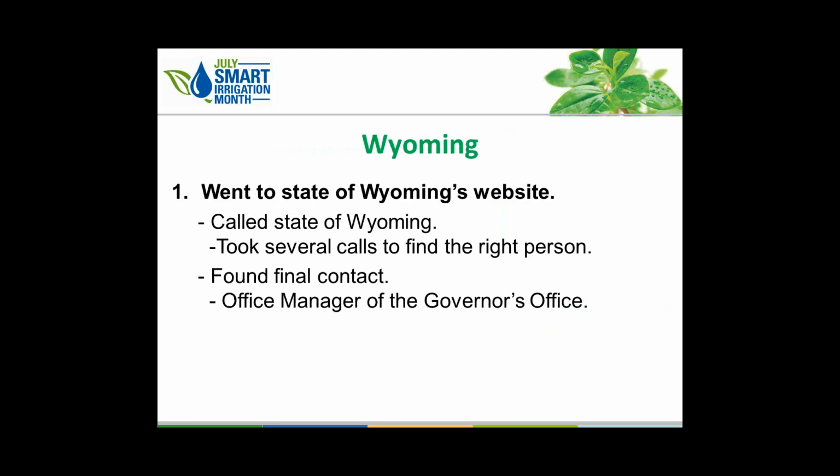When we went to Wyoming, Wyoming was totally different. There was no way to go onto a website to apply for a proclamation, so we wound up pulling phone numbers off Wyoming's website and we had to make several phone calls to find the right person. What we found is we needed to be in touch with the office manager of the governor's office, and that was our final contact, and we were able to reach out to that person in that office.